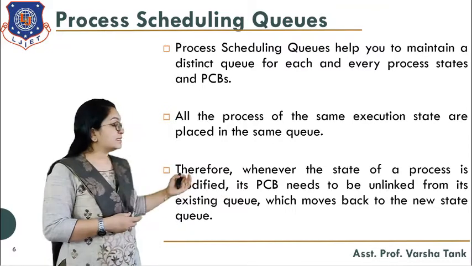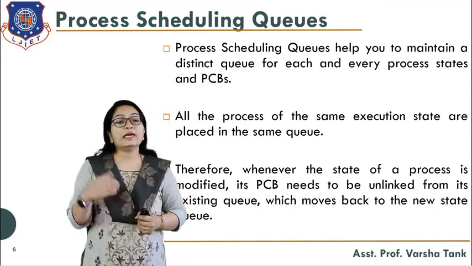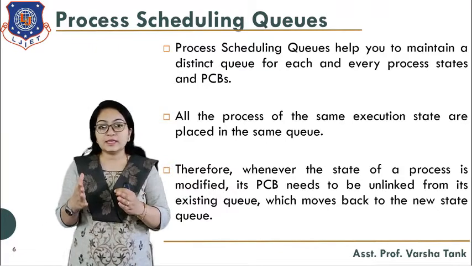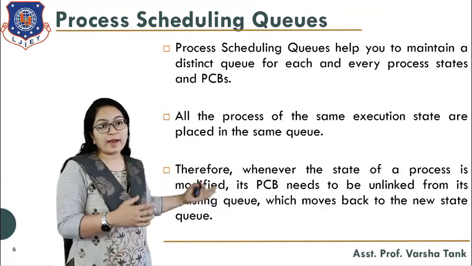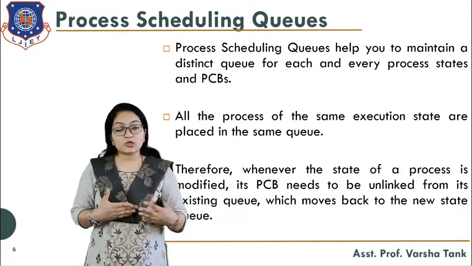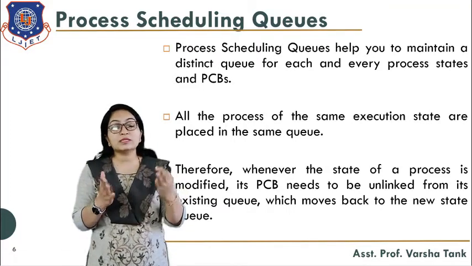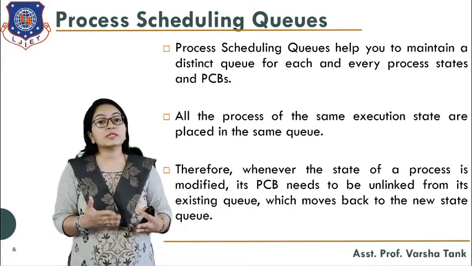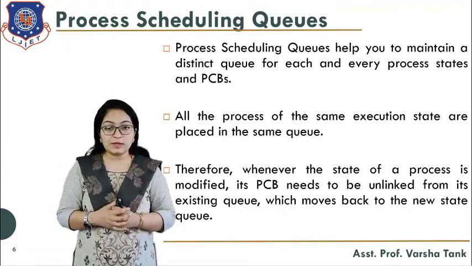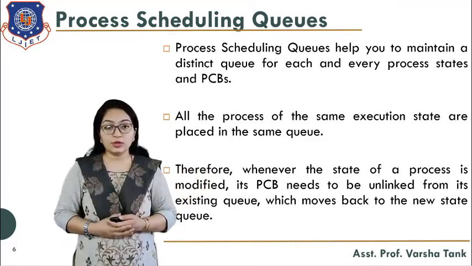Got it? Therefore, whenever the state of a process is modified, its PCB needs to be unlinked from its existing queue and moved to the new state queue. So every time you have to change the PCB. When we discussed the PCB, I told you that every time a process is blocked or when a process resumes its execution, we have to make a change in the PCB. So the PCB is linked with this process scheduler.